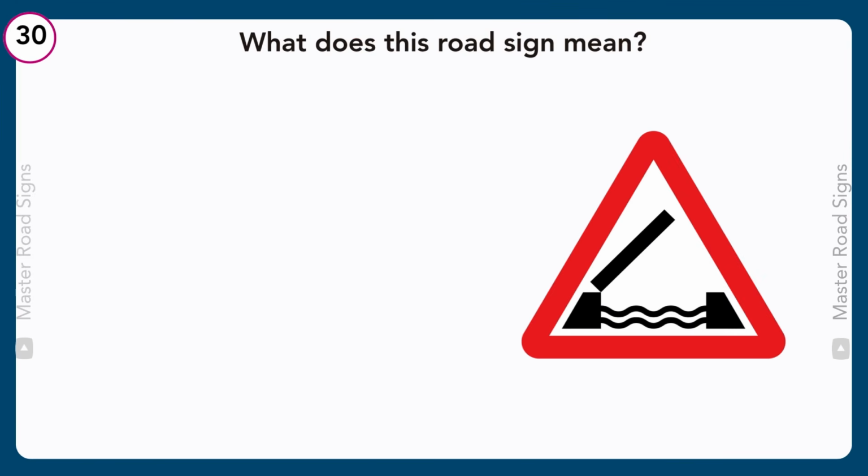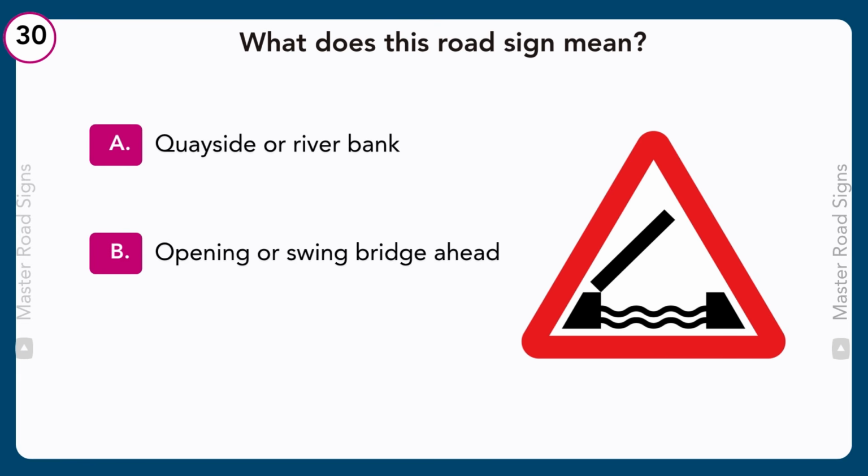What does this road sign mean? Option A, quayside or riverbank. Option B, opening or swing bridge ahead. Option C, risk of grounding.